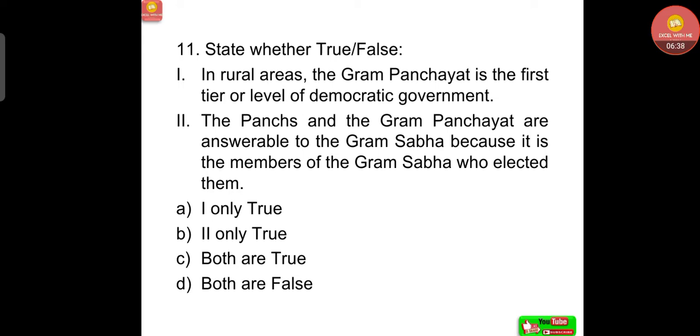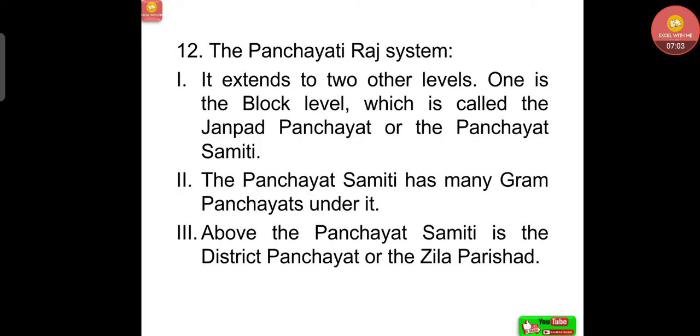Now, state whether true or false again. First one, in rural areas, the Gram Panchayat is the first tier or level of democratic government. Second, the Panchs and the Gram Panchayat are answerable to the Gram Sabha because it is the members of the Gram Sabha who elected them. Option A, 1 only true, B, 2 only true, C, both are true, D, both are false. Answer, both are true.